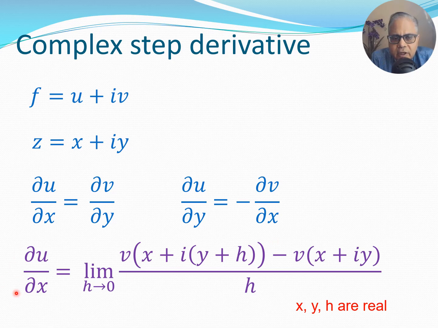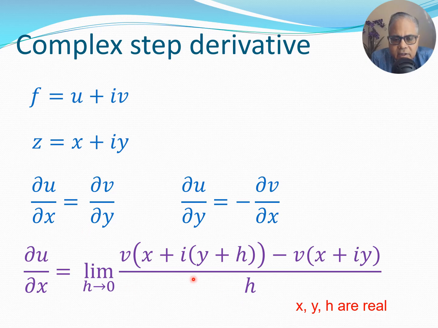Now I immediately write down the two Cauchy-Riemann equations, and from this I can say that du/dx, because it's equal to dv/dy, I can write in this form. So this is essentially using the definition of the derivative. So I am taking v and I am perturbing y by some h, and here I have x plus iy here. So remember that v is a function of z, which means v is a function of x plus iy, and so the perturbation is here. So this is nothing but this part of the Cauchy-Riemann equation written out in this nomenclature here.